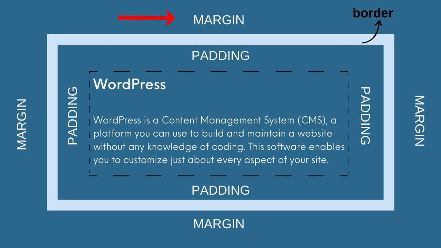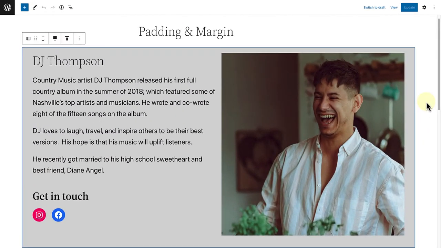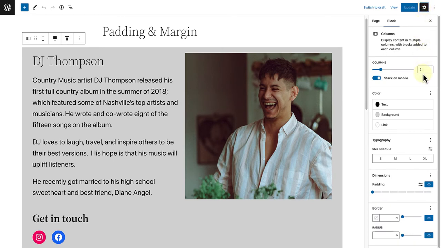The margin adds space around the border of a block or element, and padding creates space inside the block or element's boundary. Various dimension controls are built into different blocks to help you achieve greater customization for your layout and design, especially when combined. And padding and margin are two of these controls that we are talking about today. You can find the dimension controls in the block settings sidebar under the label Dimensions.